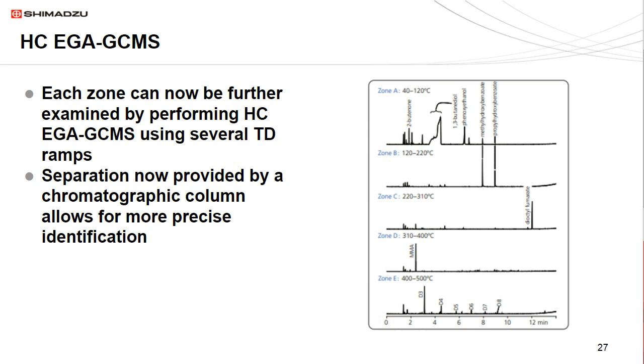Moving down to zone D, we can see MMA, or methyl methacrylate, as a pyrolysate of the polymer. This is the monomer of PMMA, which is a polymer commonly used in paints and is formed by the pyrolysis of PMMA.